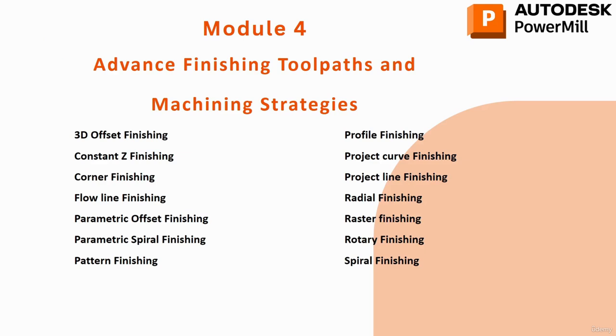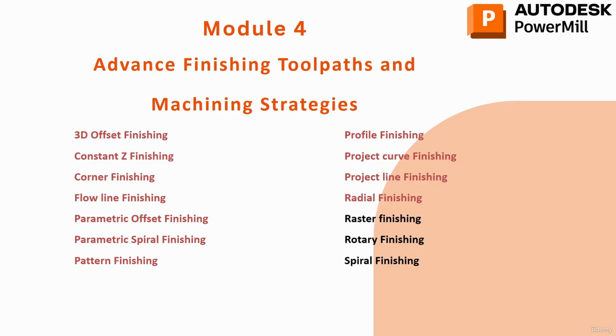So we have started module number 4, which is all about advanced finishing toolpaths and machining strategies. We have covered 3D offset finishing, constant Z finishing, corner finishing, flow line finishing, parametric offset finishing, parametric spiral finishing, pattern finishing, profile finishing, project curve finishing, project line finishing, and the last we did was the radial finishing operation.